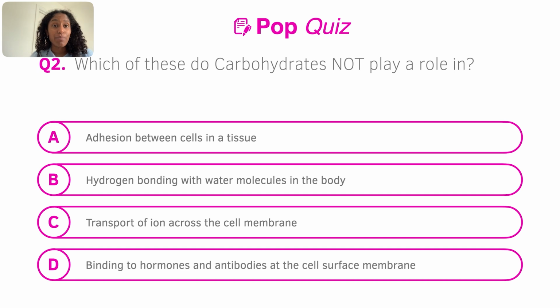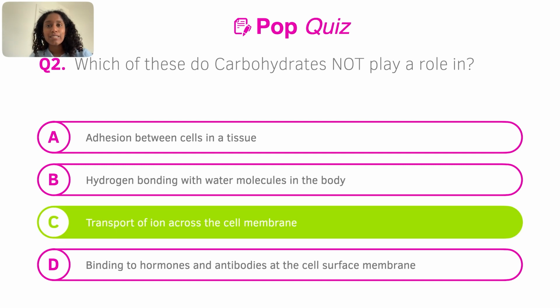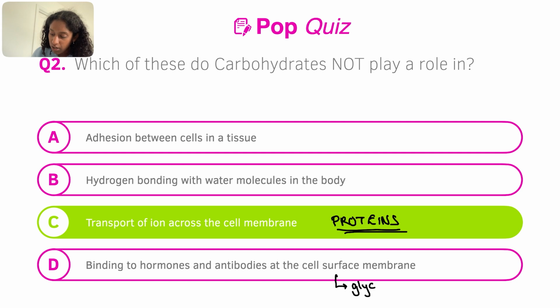Again, give the video pause here and I'm going to reveal the answer in a couple of seconds. So it is transport of ions across the cell membrane. So remember, those are channel proteins or carrier proteins, not carbohydrates that are involved in that. Whereas carbohydrates are involved in adhesion between cells in a tissue, they're involved with hydrogen bonding, and they're also involved with binding to hormones and antibodies at the cell surface membrane. For example, in the structure glycolipids, for example.